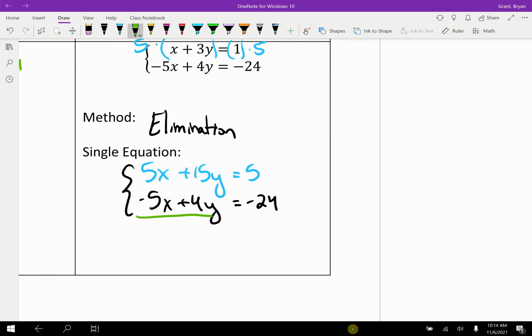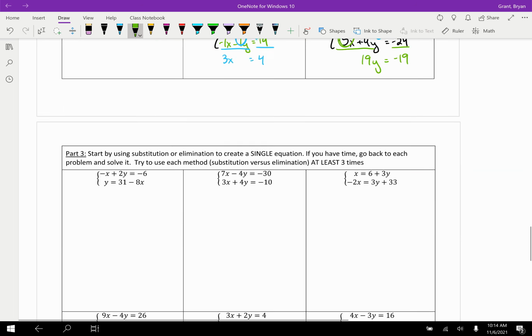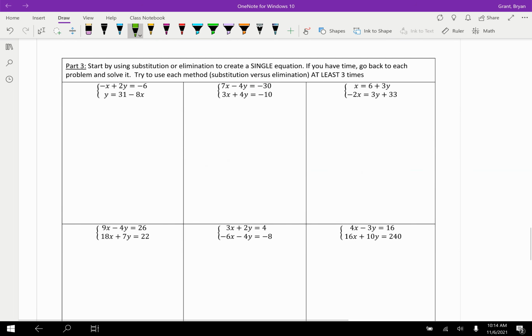And combine like terms. 0, 19y equals negative 19. All right, well, this is going to move us on to the last page here.